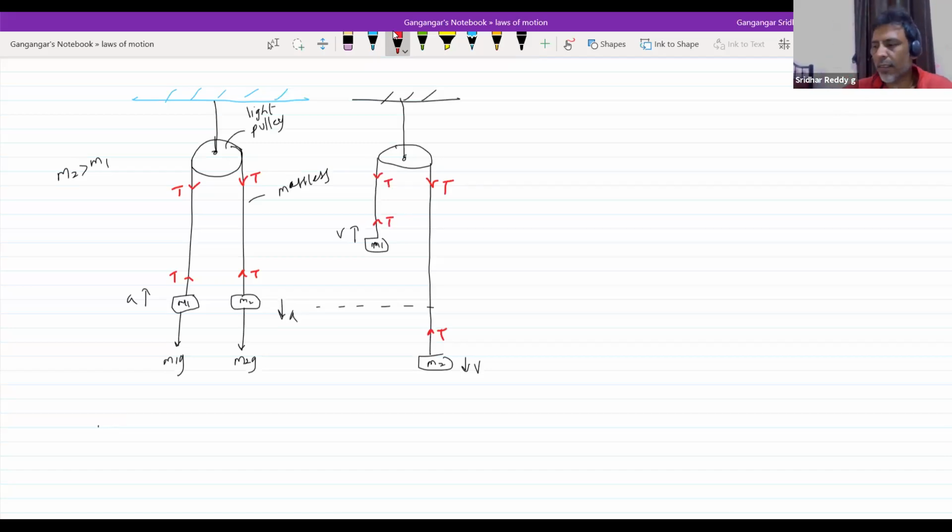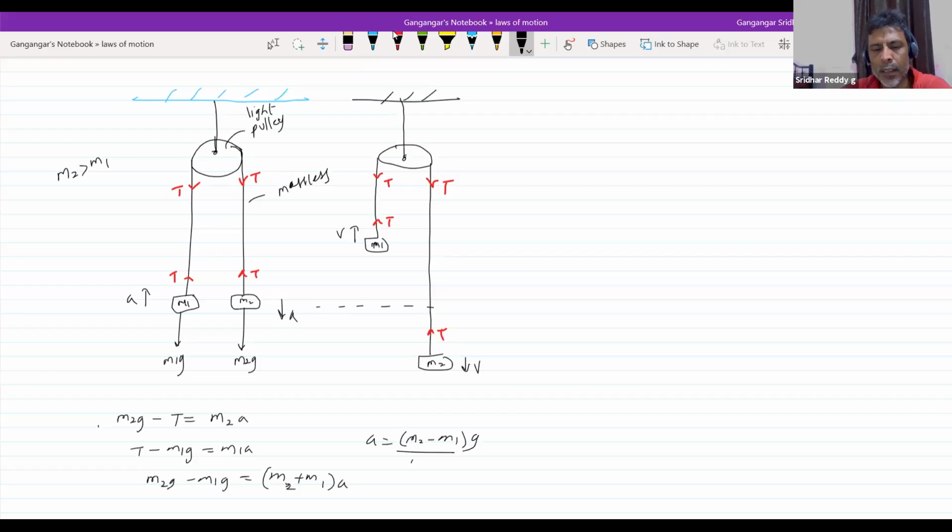Okay, so let's write the equation. M2g minus T equal to M2a. T minus M1g equal to M1a. I'll add up these two. So M2g minus M1g equal to (M1 plus M2) into a, or acceleration a equals (M2 minus M1)g by (M1 plus M2). So this is the acceleration of the block.